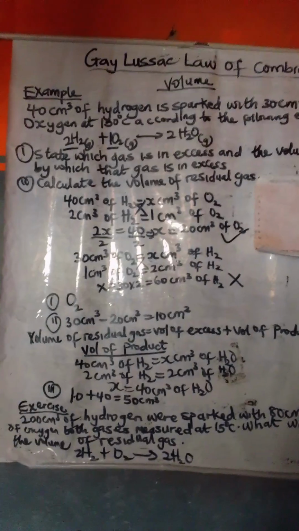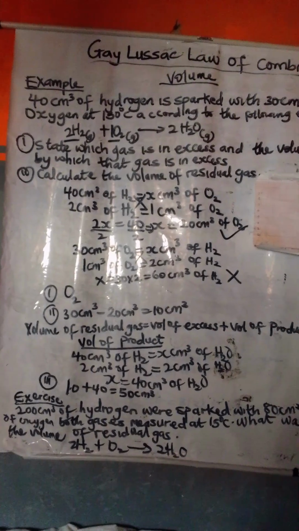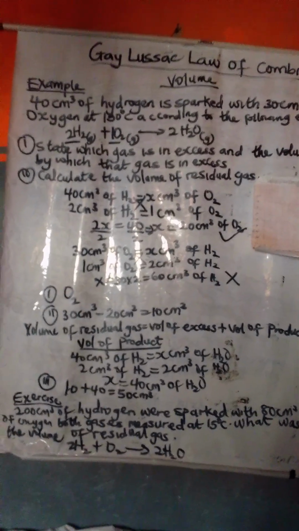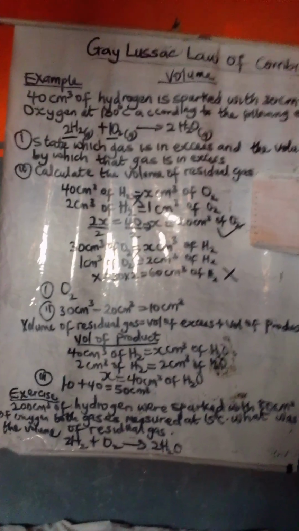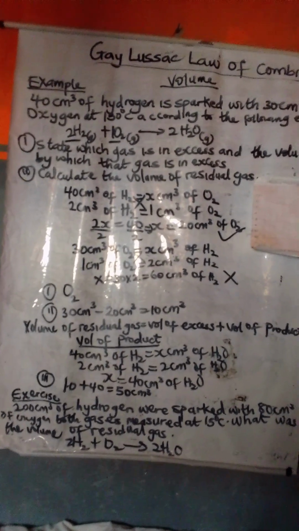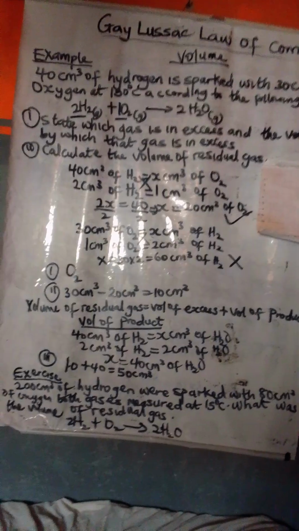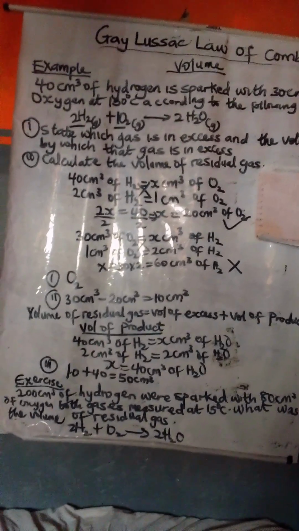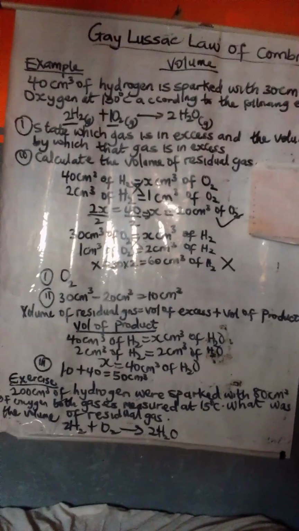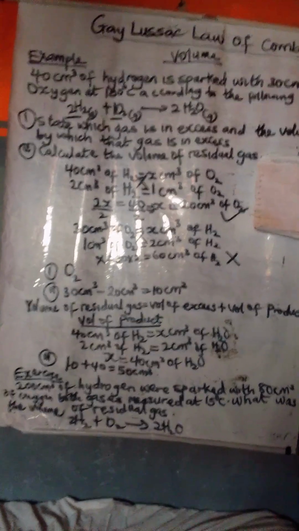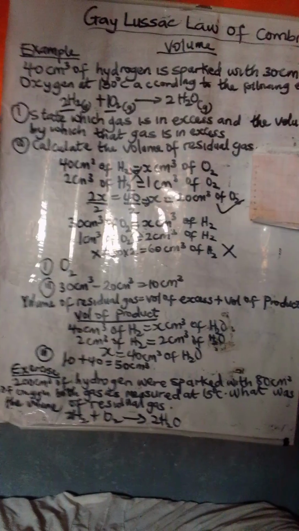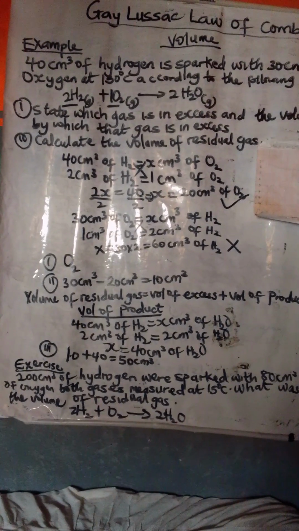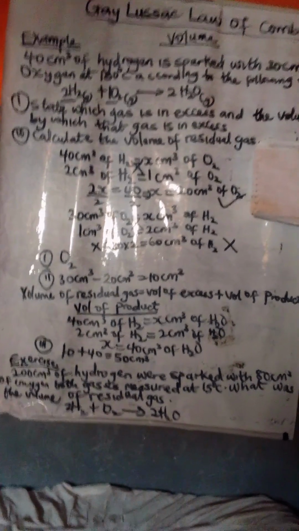And looking at this, 200 versus 80, then 2:1, you will end up with 100, which is not possible because you started with 80 of oxygen and you end up with 100 of oxygen. It's not possible. But when you use 80 of oxygen and you end up using 160 of hydrogen, that one is possible.